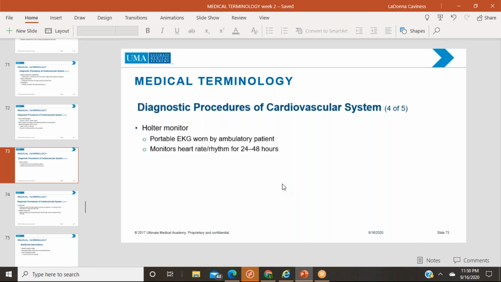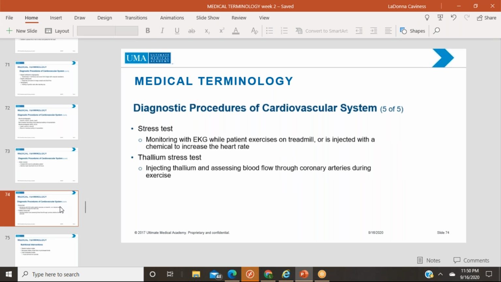Holter monitor, portable EKG worn by ambulatory patient. Monitors heart rhythm and rate for 24 to 48 hours. A stress test, monitoring with EKG while patient exercises on a treadmill or is injected with a chemical to increase the heart rate. Thallium stress test, injecting thallium and assessing blood flow through coronary arteries during exercise.